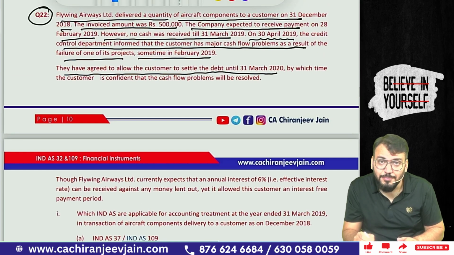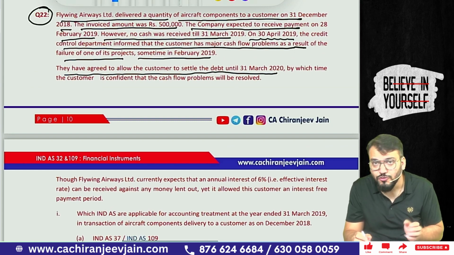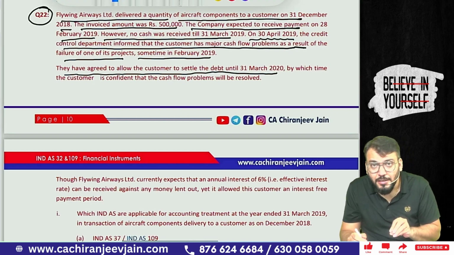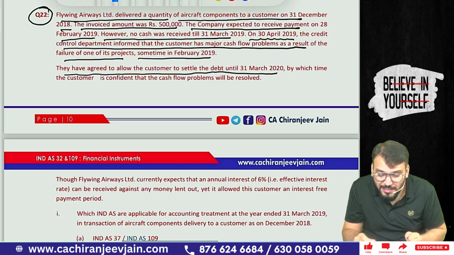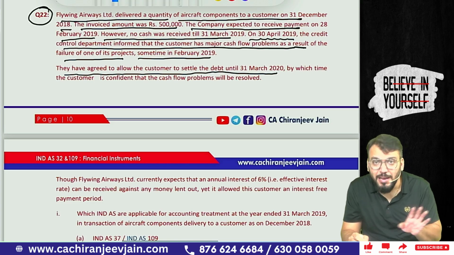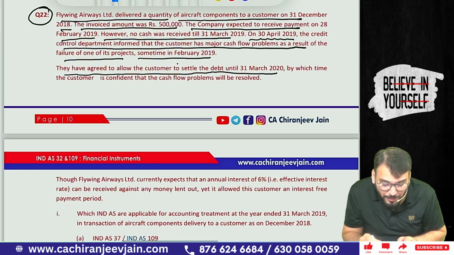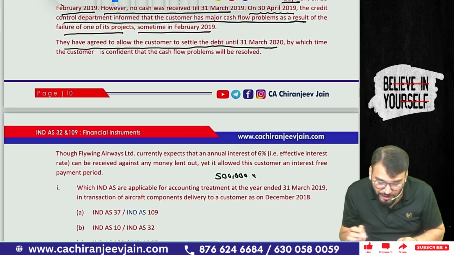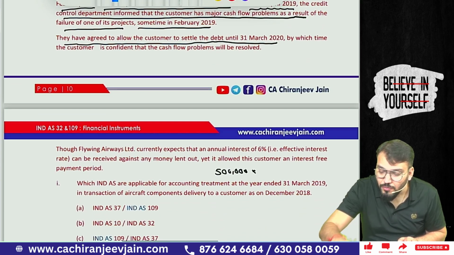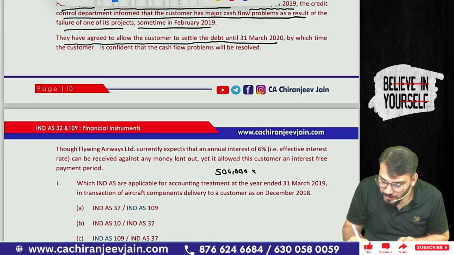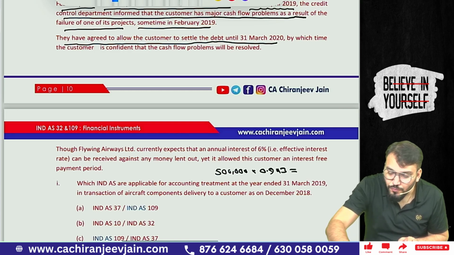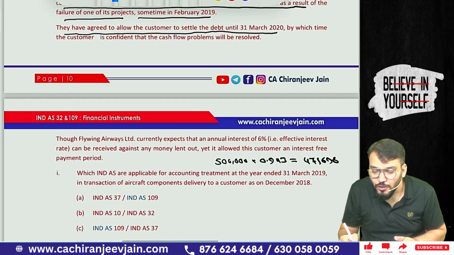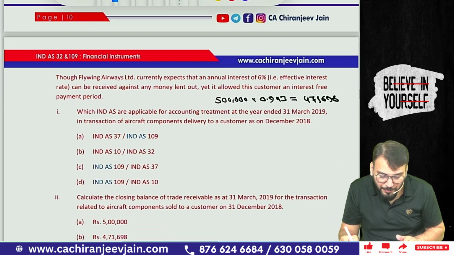Ind AS 109 says that if there is an indicator of impairment, we need to find the expected credit loss. The impairment loss will be the difference between the amount receivable and the present value of the expected amount to be received, discounted at the original effective interest rate. Here, 5 lakh is receivable after 1 year. The discount rate is 6%, so we divide by 1.06, which is 0.943 into 5 lakh, equal to 4,71,698. Minus the 5 lakh carrying amount, the impairment loss will be 28,301.